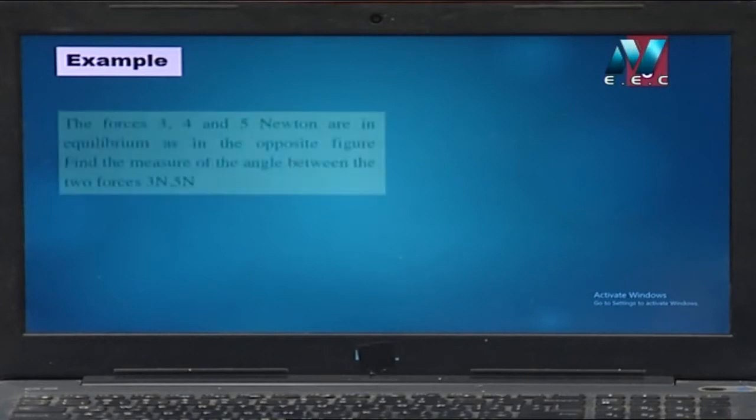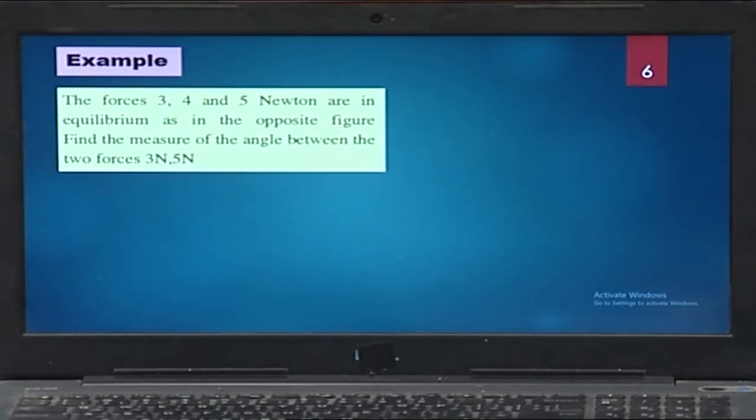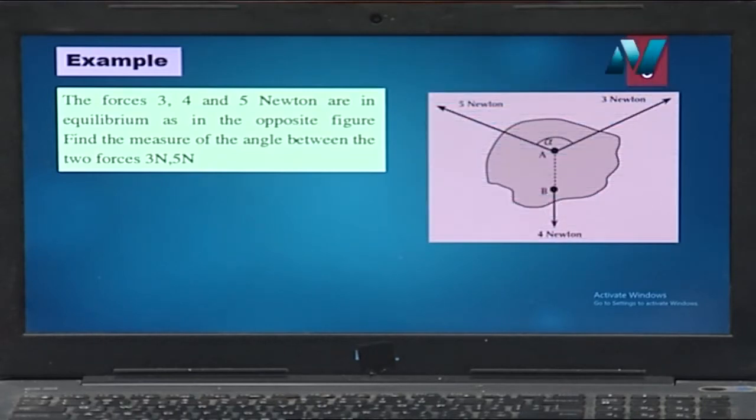Okay, concentrate with me again. We have here an example. The forces 3, 4, and 5, we have here three forces, 3 Newton, 4 Newton, and 5 Newton, are in equilibrium, as in the opposite figure. Find the measure of the angle between the two forces, 3 Newton and 5 Newton.